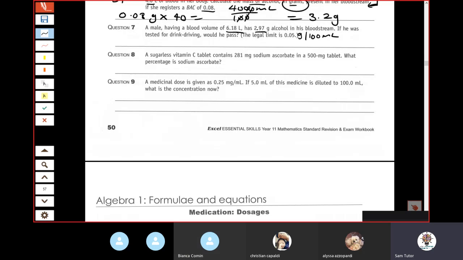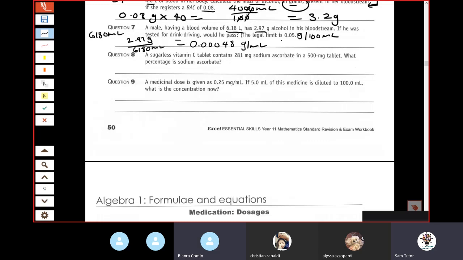Okay, so the first thing I'm going to do is go 2.97 grams, divide that by 6180, so 6180 milliliters, right? Now that will tell me grams per 1 mil. So just so you know, let's do it. Divided by 6180, I've got an answer of 0.00048 grams per 1 mil.